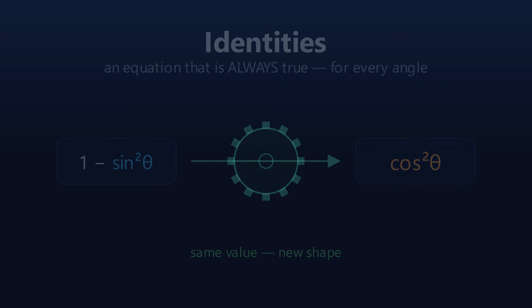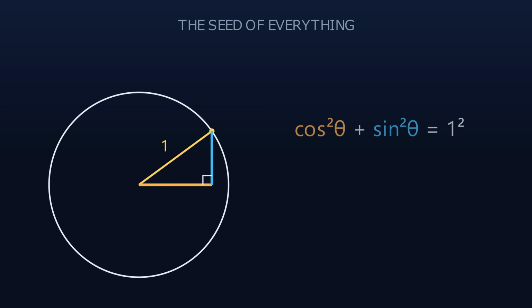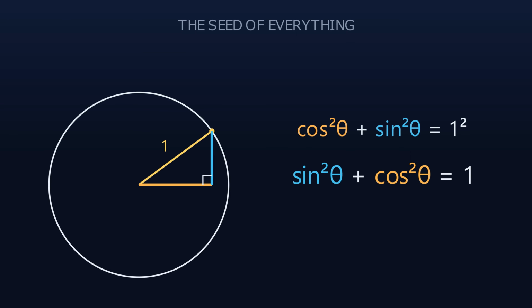The seed is this. On our unit circle, the point sits at horizontal position cosine, vertical position sine. But it's on a circle of radius 1, so by the Pythagorean theorem, horizontal squared plus vertical squared equals 1. In other words, sine squared plus cosine squared equals 1. This is the most important identity in all of trigonometry, and it is really just Pythagoras wearing a disguise.